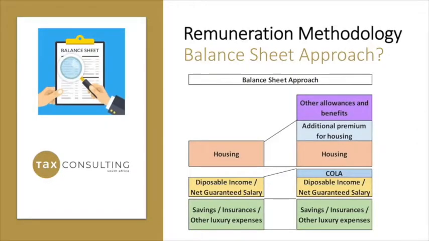I've added a little bit of a visual. Over here on the left-hand side, you've got your net guaranteed salary with your disposable income. The expat would spend on savings, insurances, other luxuries, holidays, as well as housing. That would be maintained when they go on assignment, but you would add certain premiums for housing, maybe a cost of living allowance, and any other benefits and allowances on top of that.